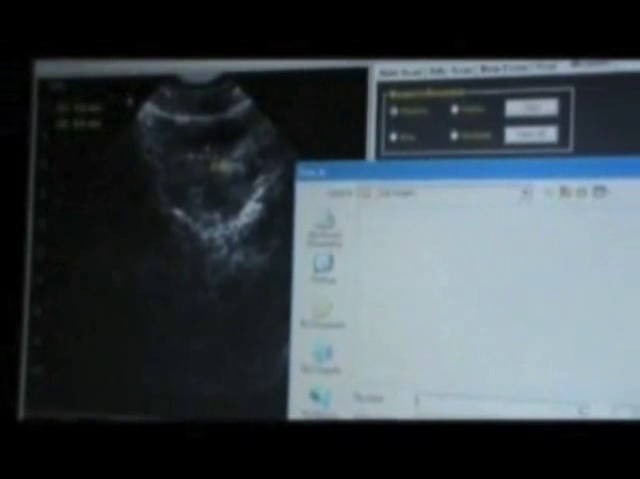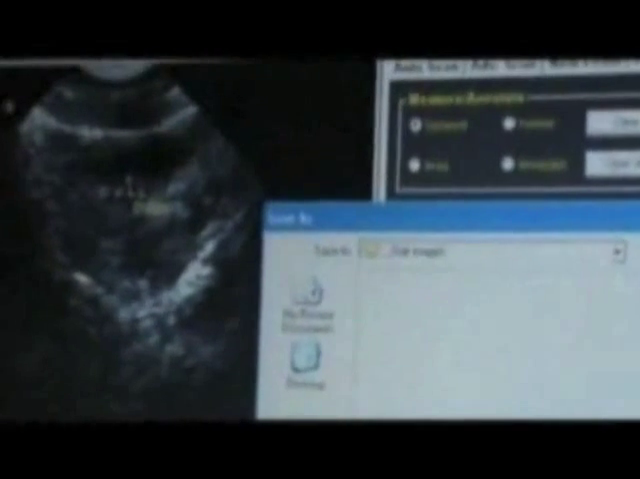So I'll do ICP measure, 17th June 2011. Save that.